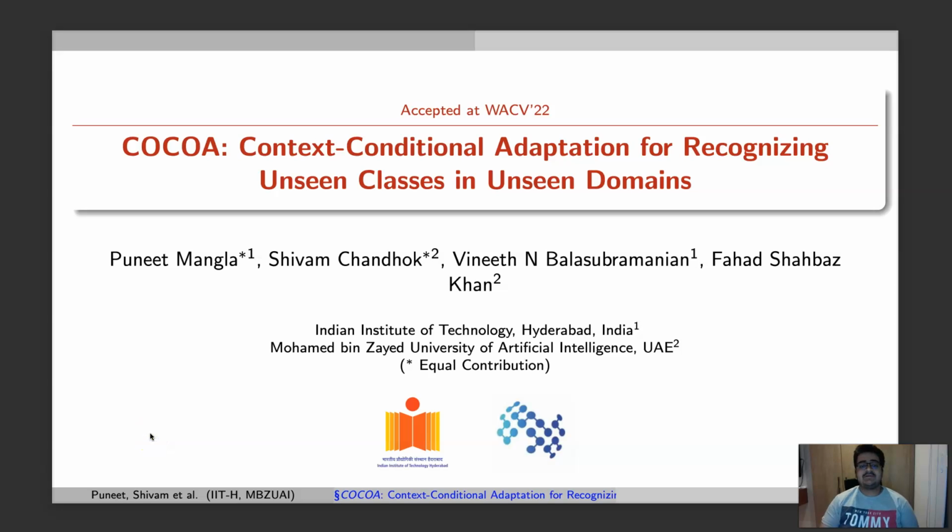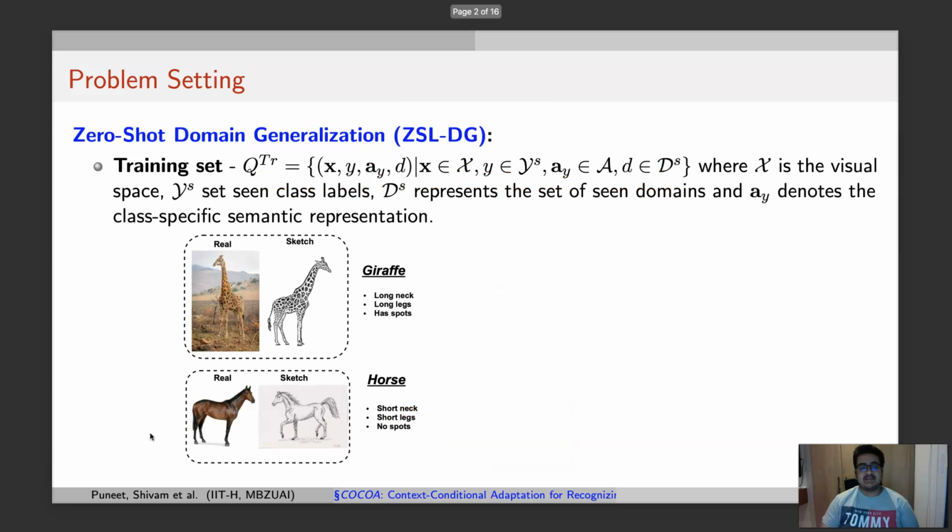Hi, in this video we present a work titled Context Conditional Adaptation for Recognizing Unseen Classes in Unseen Domains. Here we aim to tackle the challenging problem of zero-shot domain generalization, where during training we have access to images that belong to a set of seen classes and seen domains. For example, during training our model will see images of giraffe and horse from real and sketch domain.